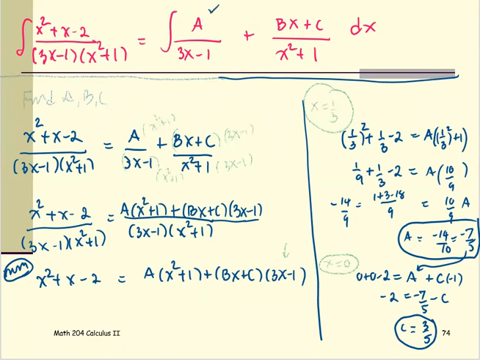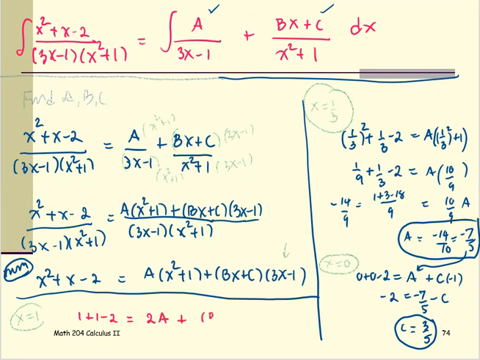I have my A, I have my C. Next, I'm gonna find my B. I'm gonna squeeze in the room here and use a different color to minimize the confusion. I'm gonna pick another convenient number, easy to compute, recall. So for this one, if I let x be 1, I'm going to have 1 squared plus 1 minus 2 equals A times 1 plus 1, which is 2A, and then plus B times 1 plus C, or the quantity B plus C, times 3 times 1 minus 1, which is 2.